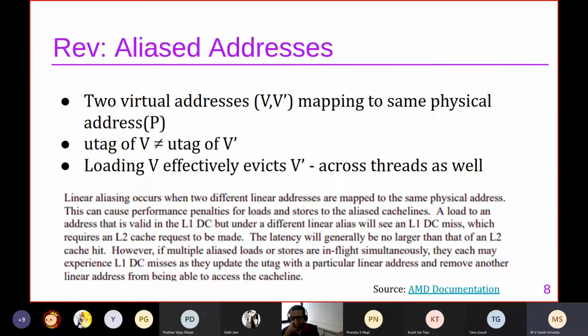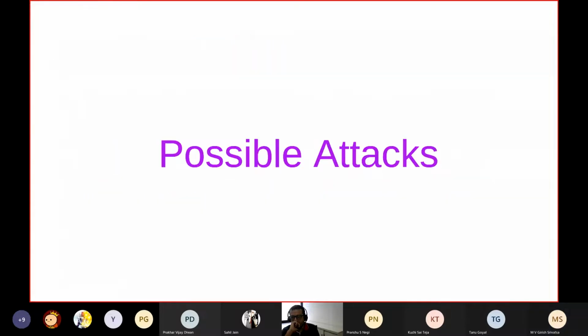So this allows you to effectively treat as though loading V evicts V prime, and this is applicable across threads, but restricted within the same physical core.